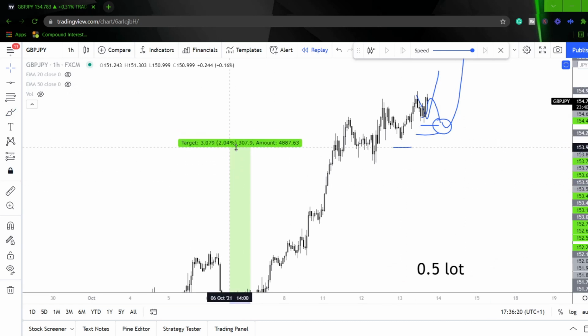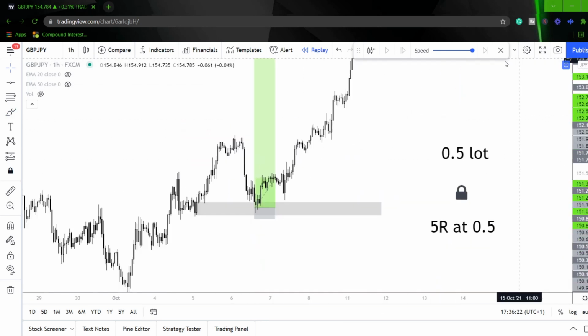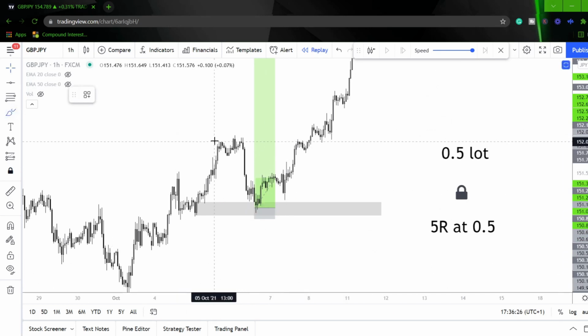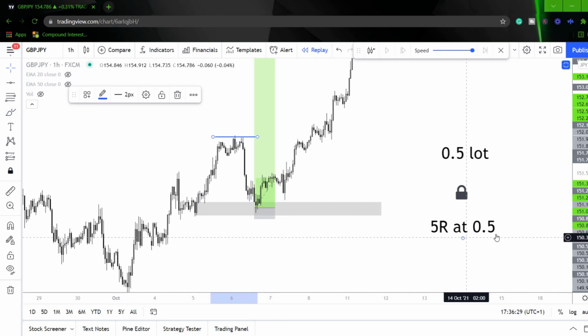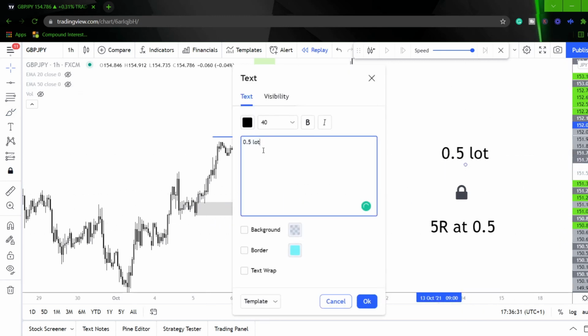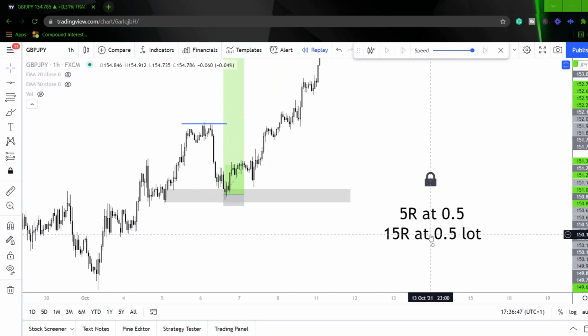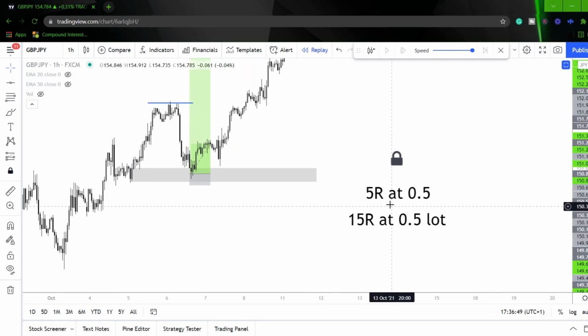So now, obviously, as you can see, this trade is running at a 15R, right? So instead of just capping our original position at a 5R, we've got 5R locked in at 0.5 lots, and we've got 15R locked in at 0.5 lots. Okay, and this is still running, right? But we know we've got a guaranteed 20R on the trade.